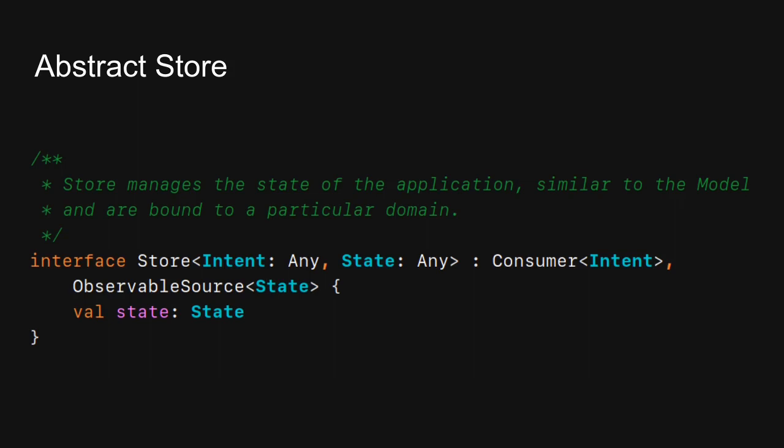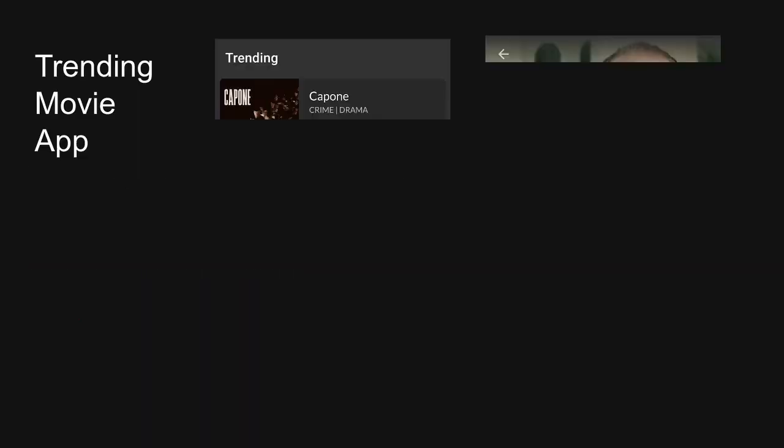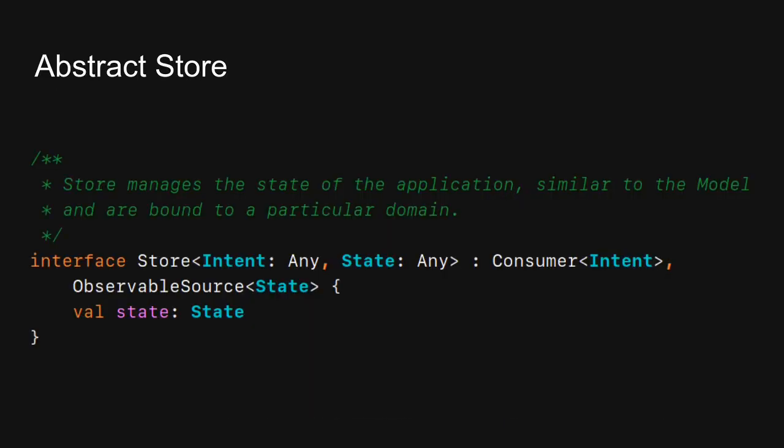That means it can consume intents. It can take those intents. And then it's an observable source of state. That means it can emit states. One can subscribe to store and listen to the changes in the states. It has a variable called state that is to just expose the current state of the model.